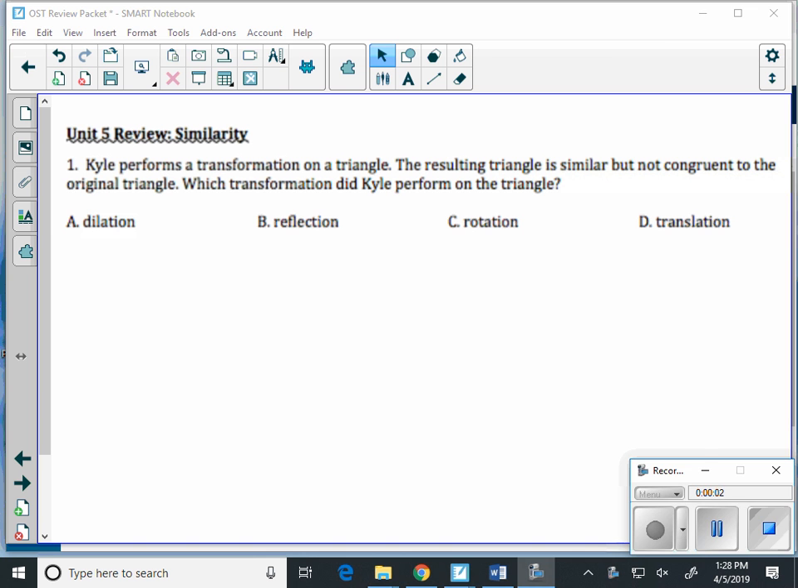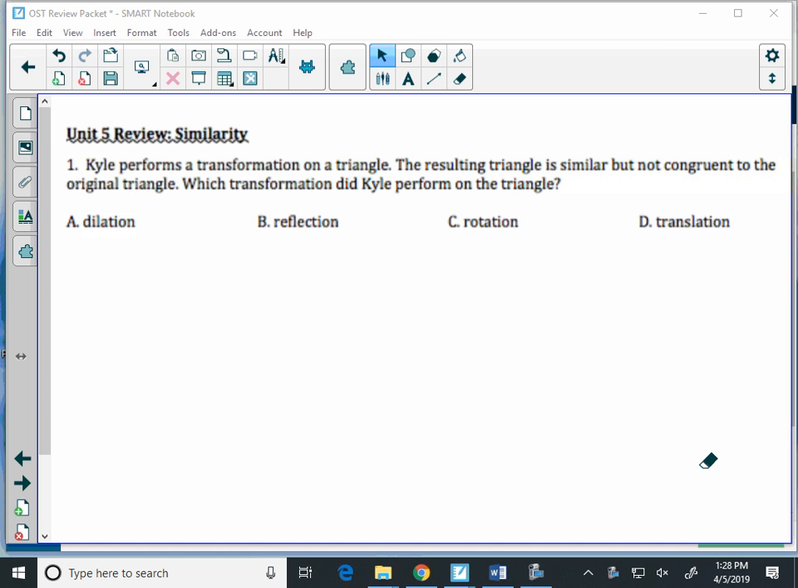So in this Unit 5 part of the review, the first one talks about Kyle performing a transformation on a triangle. The resulting triangle is similar but not congruent to the original. Which transformation did Kyle perform? Well, this whole unit, Unit 5, we talked about similarity. So we have to look at our options. We have dilation, reflection, rotation, and translation.